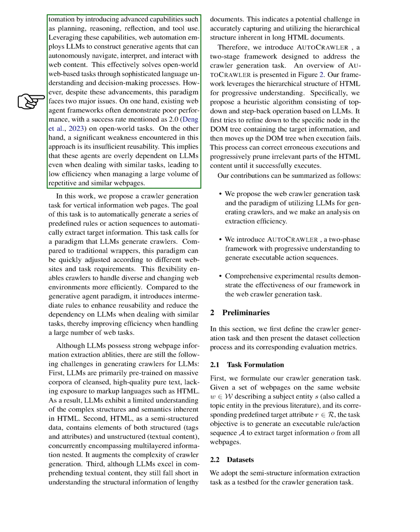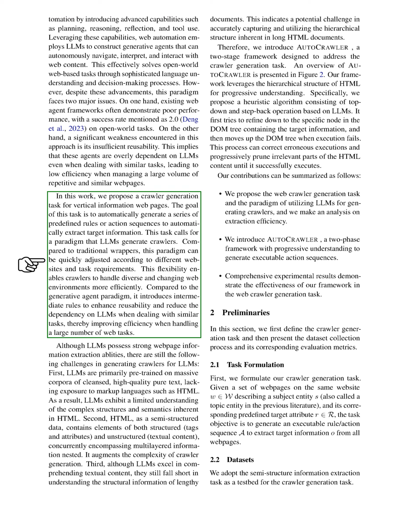Large language models, LLMs, have enhanced web automation by enabling agents to navigate and interact with web content independently. However, current web agent frameworks have low success rates on open-world tasks and struggle with reusability. Our work introduces a crawler generation task to automatically extract information from web pages. This task aims to generate rules or action sequences for extracting target information efficiently across different websites.